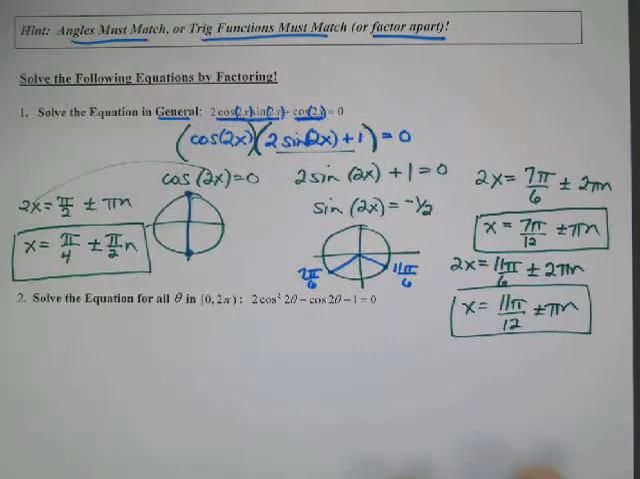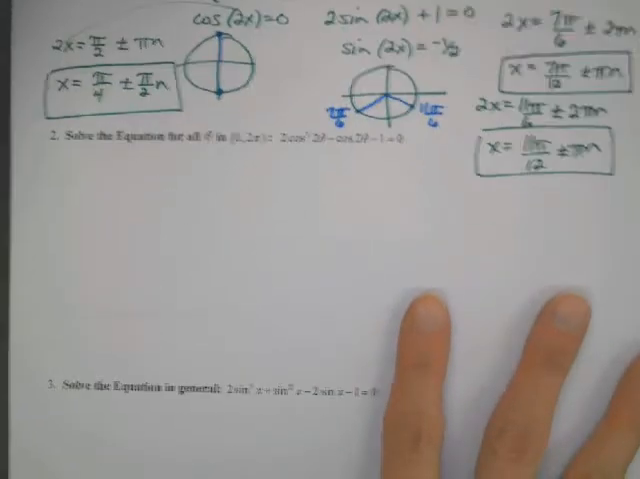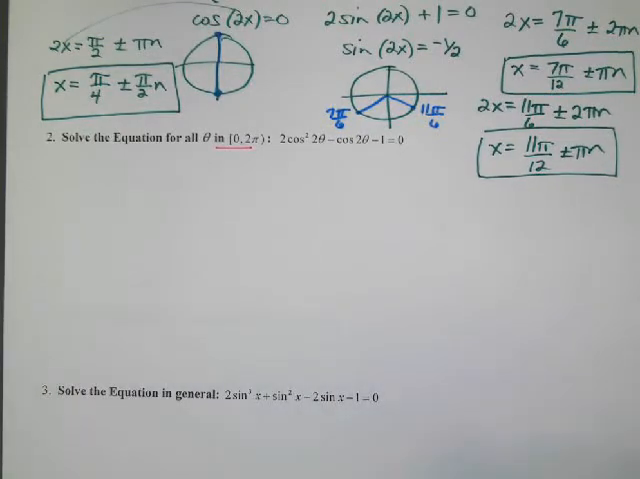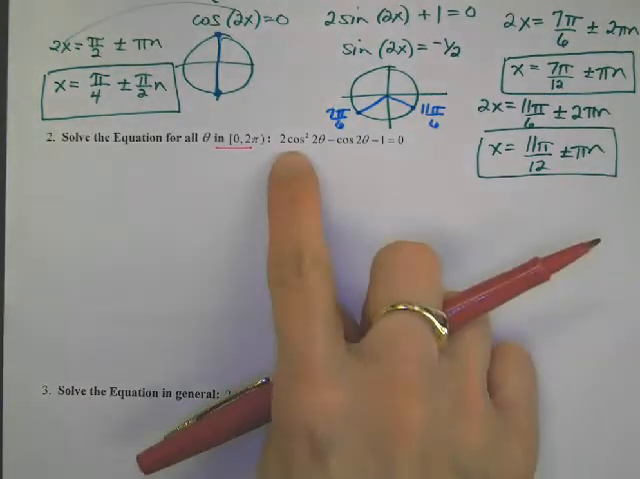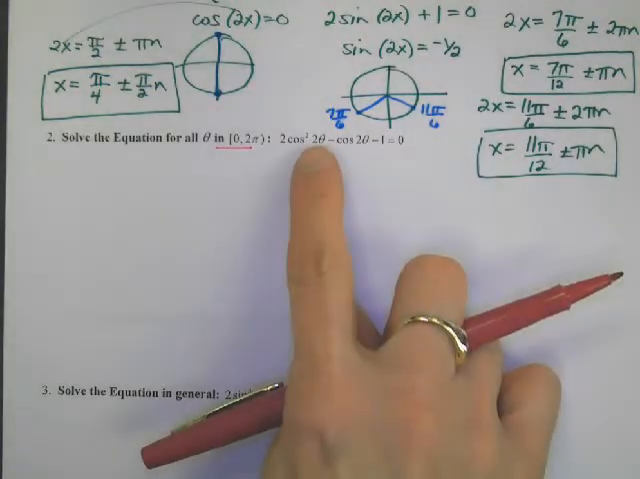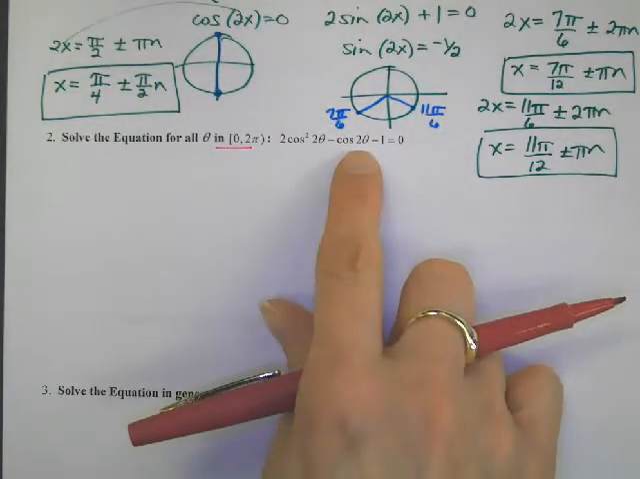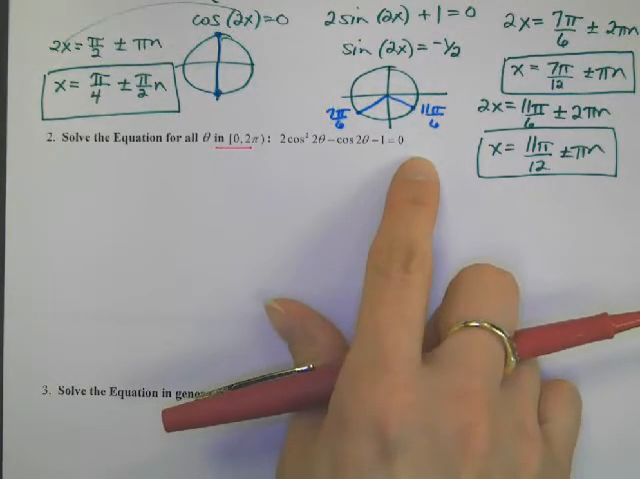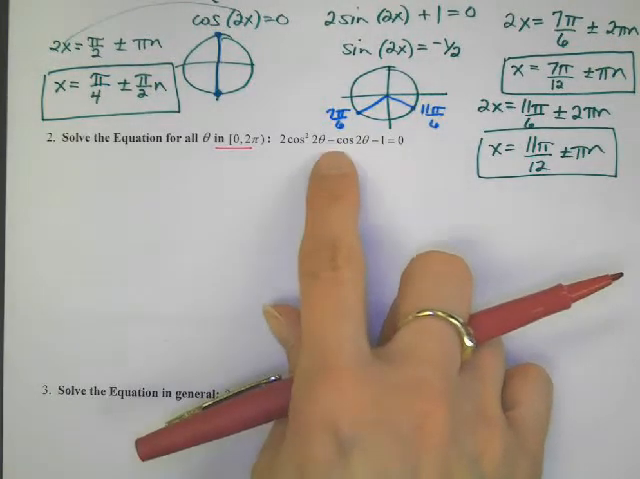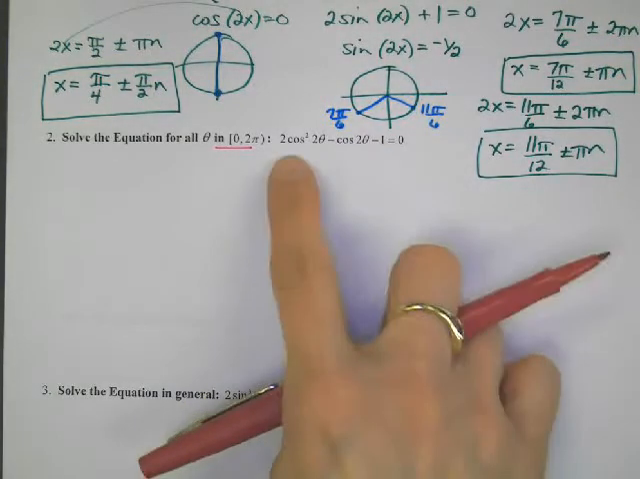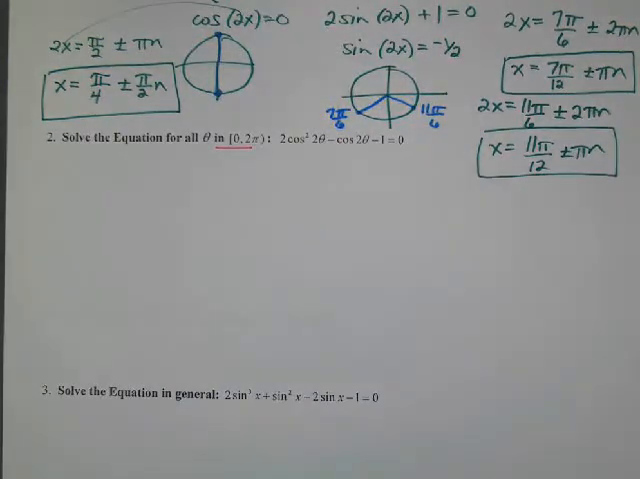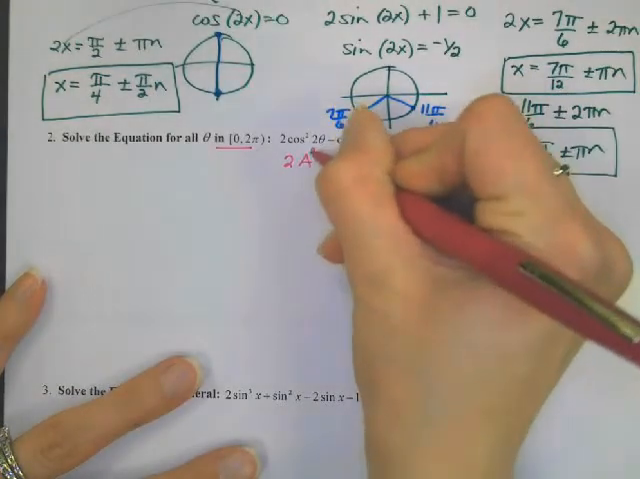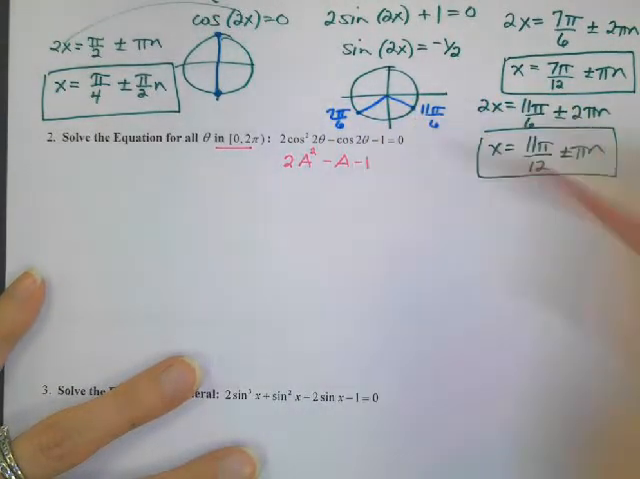All right, let's take a look at this next equation here. When it says solve in the interval, that means we're going to have to make a chart. The first thing I notice is the angles are the same. That's good. Except I can't add a 1. This is something squared minus cosine minus 1. This is a trinomial. This is a quadratic equation. It's kind of like 2a squared minus a minus 1.